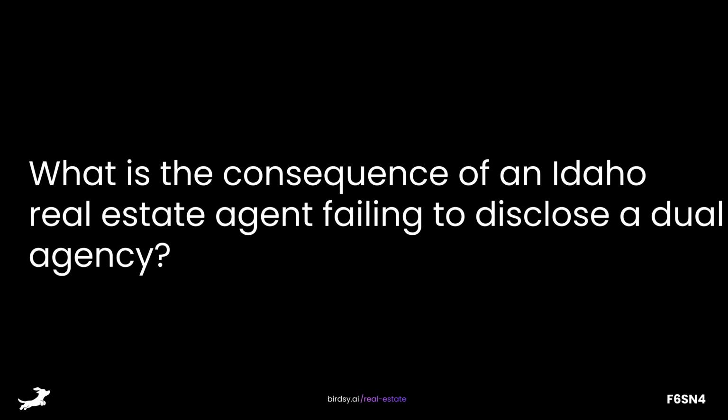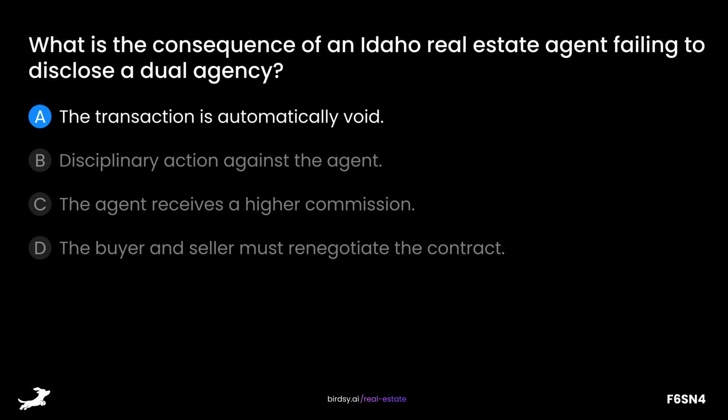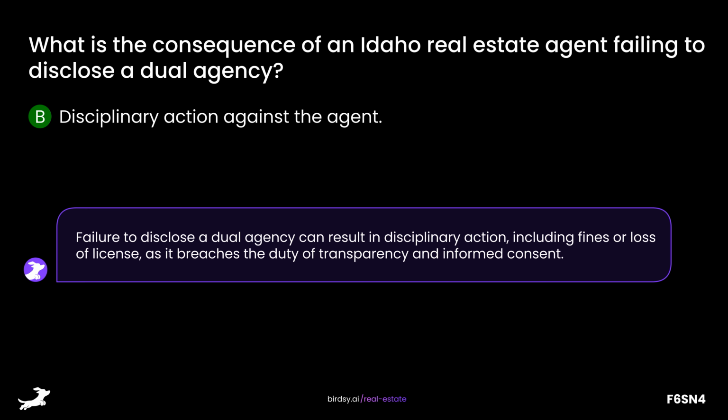What is the consequence of an Idaho real estate agent failing to disclose a dual agency? Is it A, the transaction is automatically void, B, disciplinary action against the agent, C, the agent receives a higher commission, or D, the buyer and seller must renegotiate the contract? The answer is B, disciplinary action against the agent. Failure to disclose a dual agency can result in disciplinary action, including fines or loss of license, as it breaches the duty of transparency and informed consent.